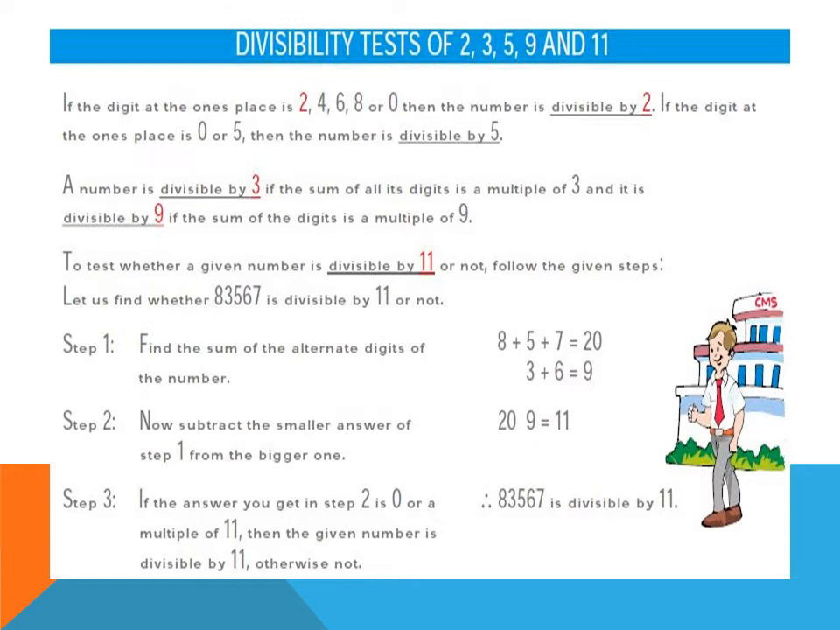Now we will subtract 9 from 20. We will get 11, and since 11 is divisible by 11, therefore 83,567 is also divisible by 11. Pause the video, read the demo once again. If you still have doubt, contact me, call me after the class. I will help you out.